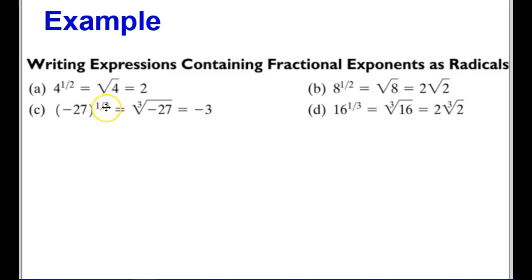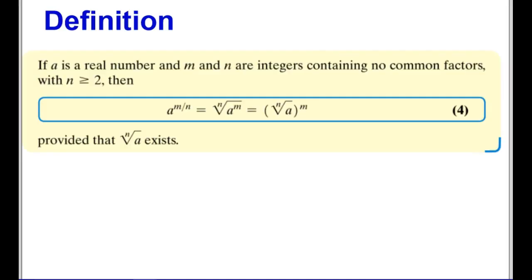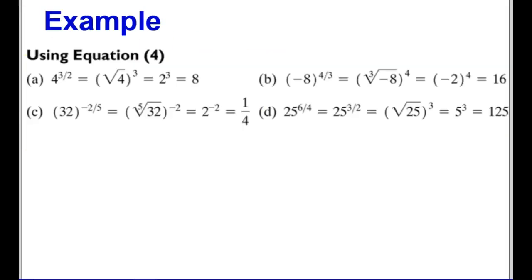Here, since my denominator is 3, it's the cube root of that negative 27, and here the cube root of that 16. So I can work backwards and forwards with that one as well. So here's my other definition. If I have another fractional exponent, so m over n, we've been dealing with ones, so this numerator can either go inside here with my base or outside my parentheses, either one.